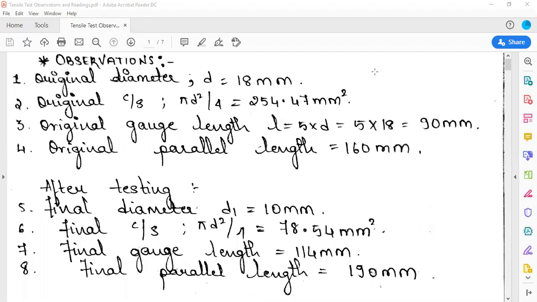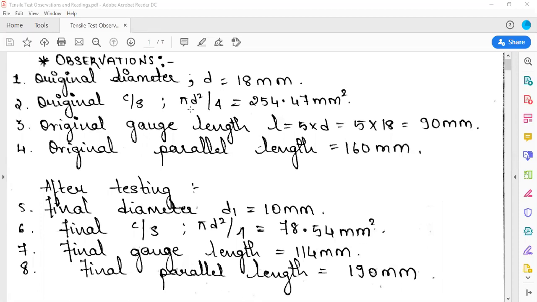Okay. In the video which I sent to you, all the calculations regarding the dimensions of the specimen have been shown. That is, I have shown how to calculate the diameter. The diameter is 18 mm. With a caliper you need to measure the diameter. Once you get the diameter of the given specimen, you need to find out the original cross-sectional area.